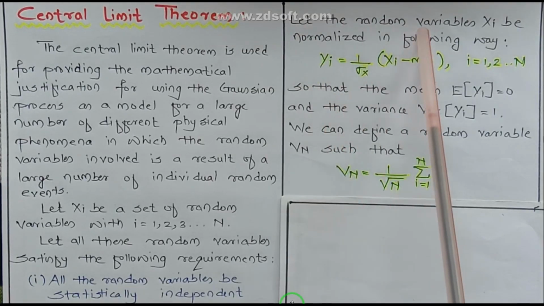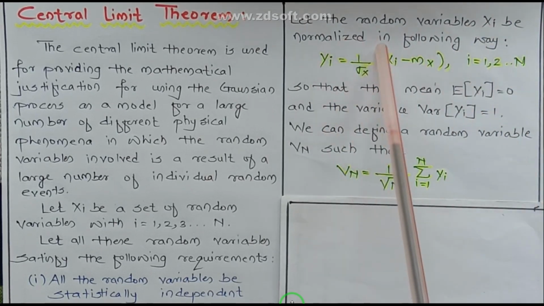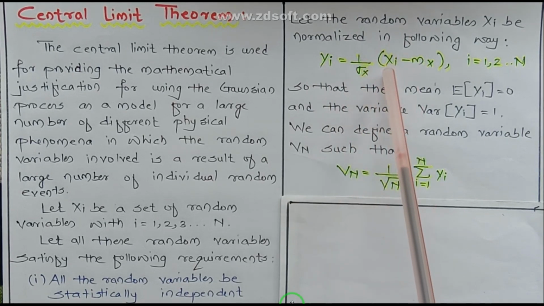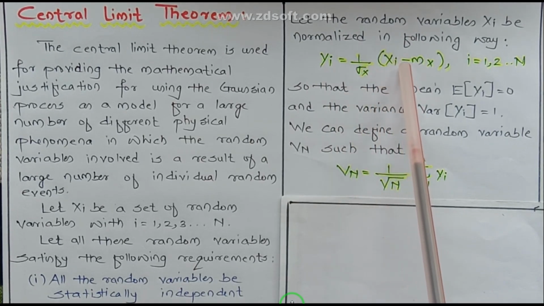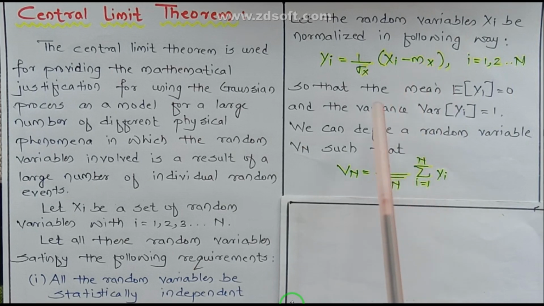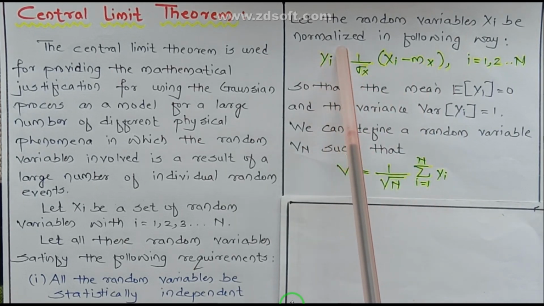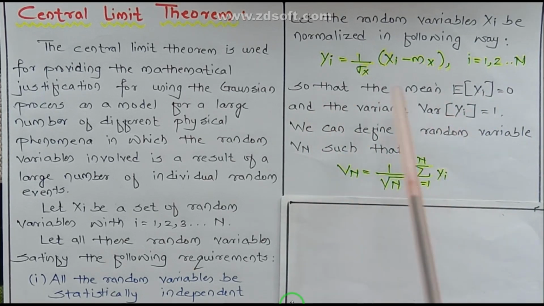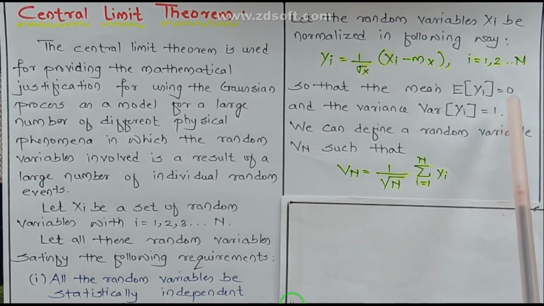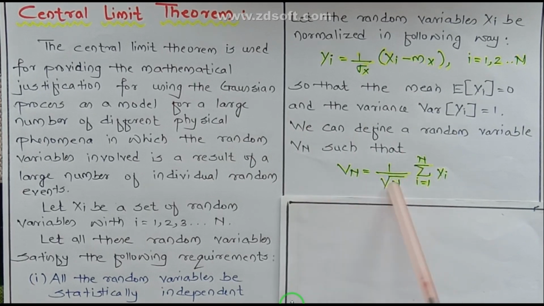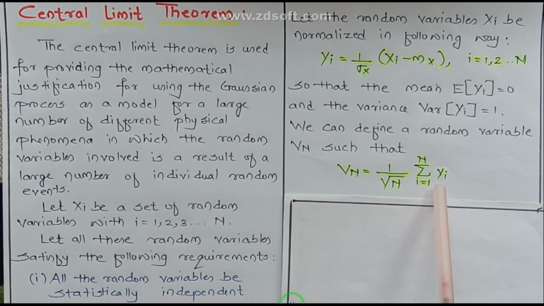Let the random variable Xi be normalized in the following way. Yi is equal to 1 upon sigma times (Xi minus mean), with i equal to 1 to n. So that the mean of this random variable, E[Yi], is equal to 0 and the variance of Yi is equal to 1. Then we can define a random variable Vn such that Vn equals 1 upon root n times the summation i equal to 1 to n of Yi.